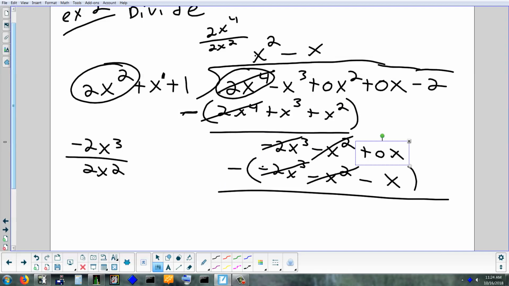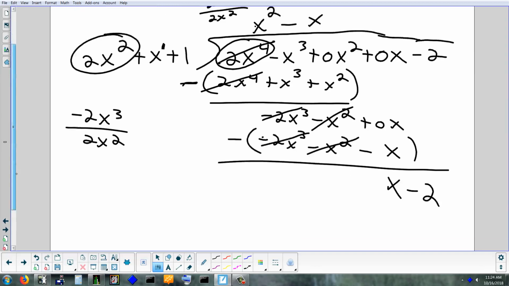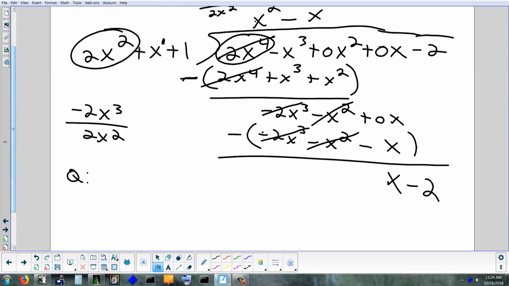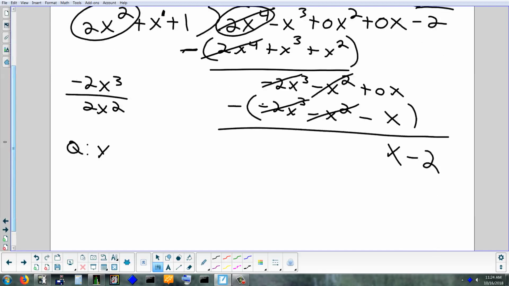And then 0x minus negative x is 1x, or just x. And don't forget the negative 2. Bring that down. That's your remainder. Okay, so your quotient is x squared minus x, and your remainder is x minus 2.